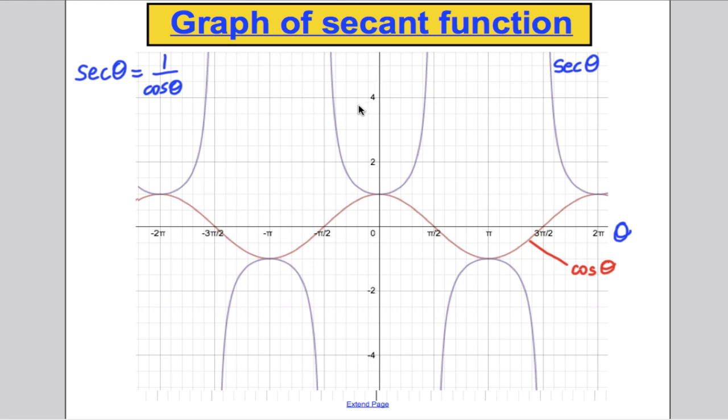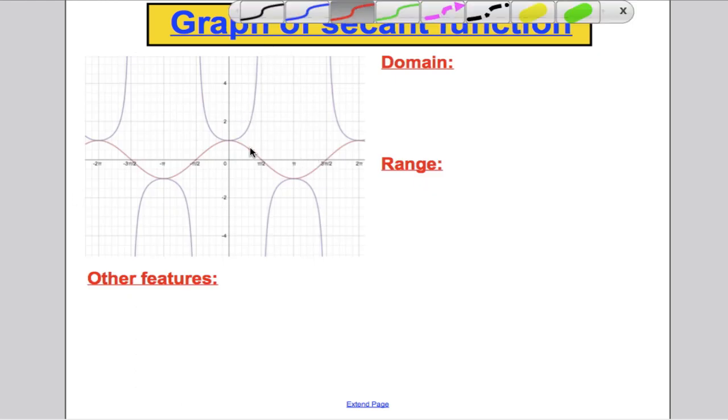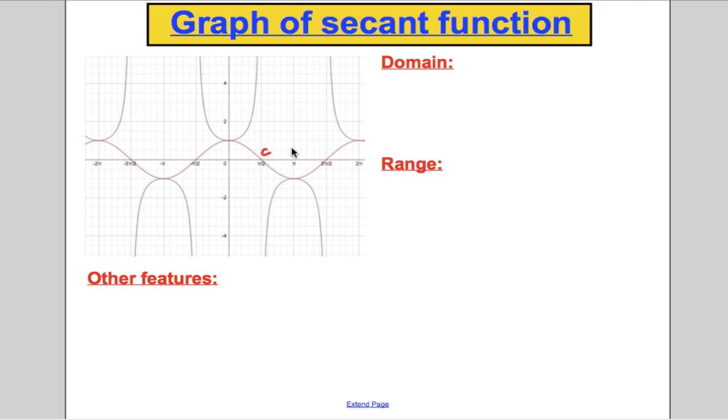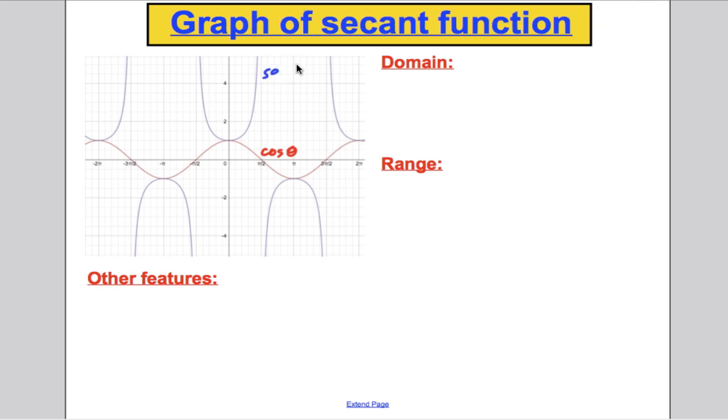I just want to talk in a little more detail about some of the key features of the graph, so I'm going to do that on the next slide. That's how we generated the graph. These are some of the key features. Here are the graphs again. Now, as before, this was our cos theta graph. And here, this is our sec theta graph.